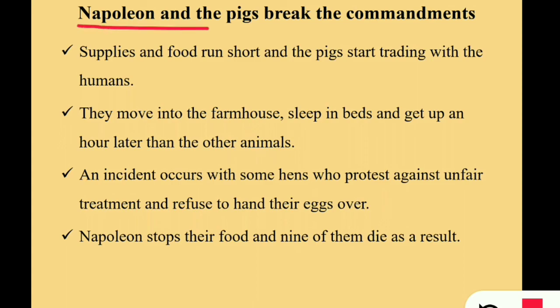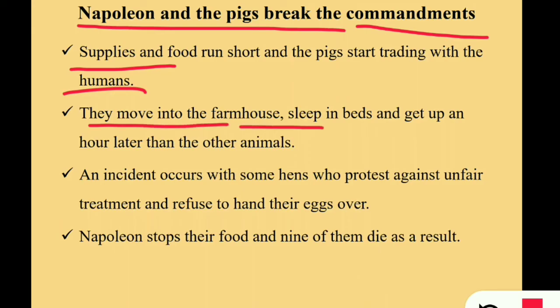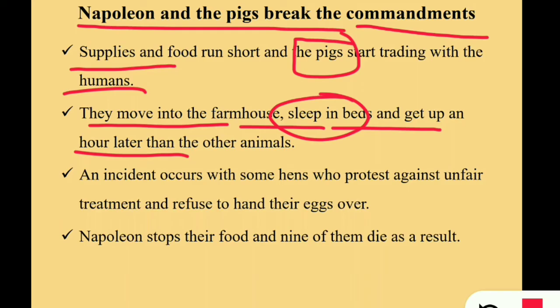Napoleon and the pigs break the commandments. Supplies and food run short and the pigs start trading with the humans. They move into the farmhouse, sleep in the bed and get up an hour later than the other animals. So here, pigs started taking advantage. They slept till late and they started trading with the humans as well.